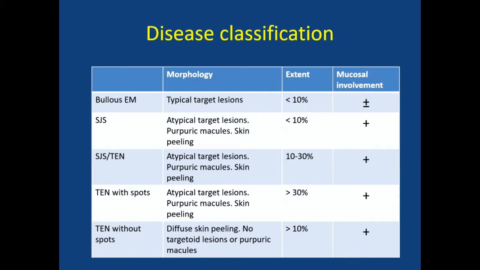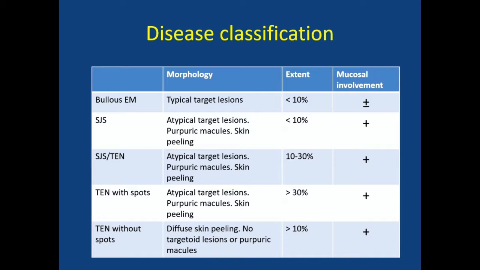The extent of involvement is less than 10%. These target lesions predominantly involve the acral parts and the face. The rest of the body can be spared. And mucosal involvement is mostly present, generally more than one mucosa is involved. In Stevens-Johnson syndrome, you see atypical target lesions and purpuric macules. Skin peeling may be present, but the extent of involvement is less than 10%. And again, mucosal involvement is quite common.